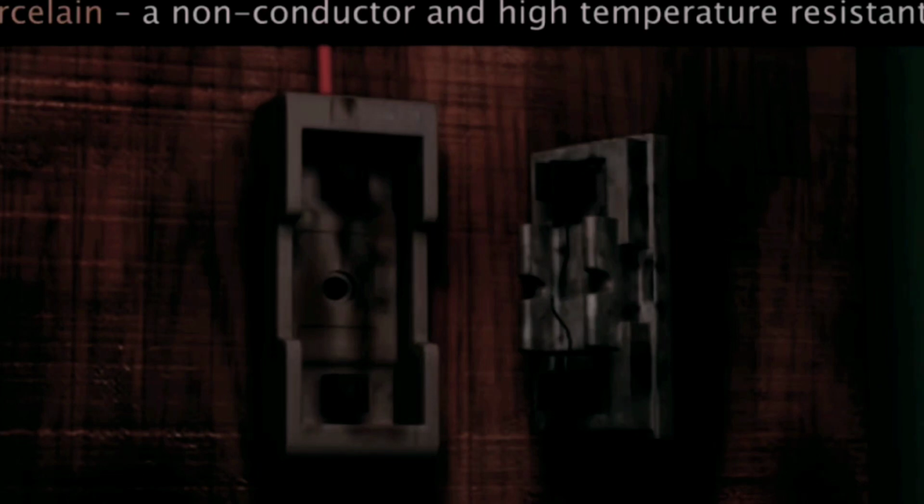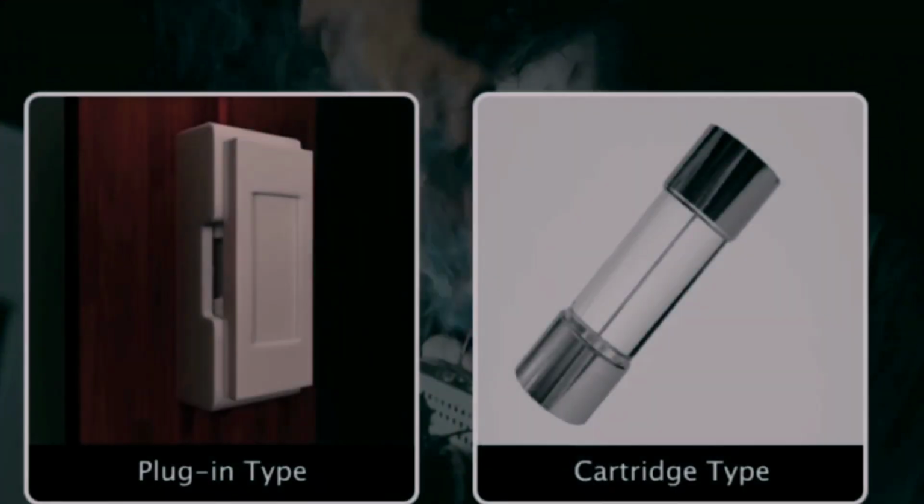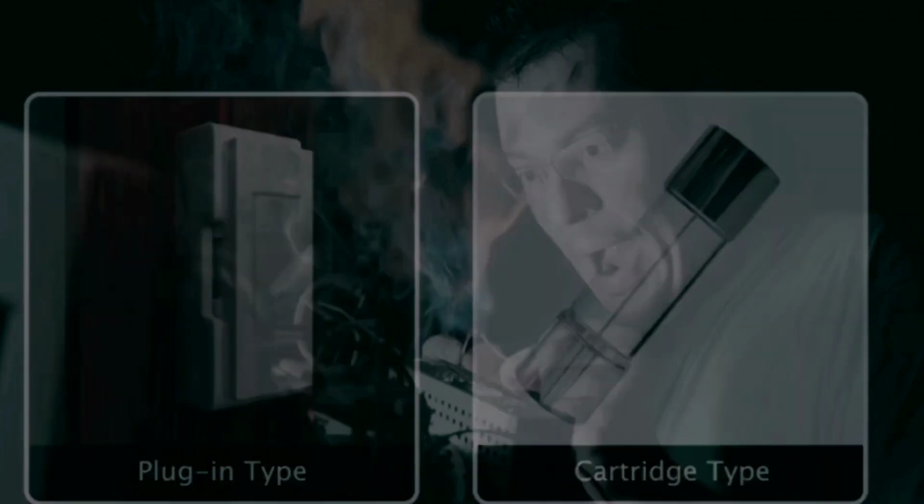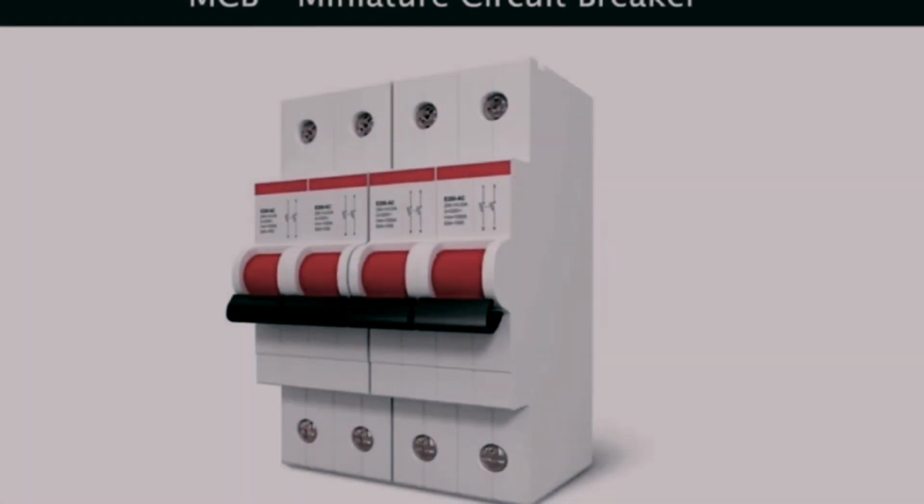Why should we use porcelain casing? Because porcelain is a non-conductor and withstands high temperatures. There are two types of fuse available. They are the plug-in type and the cartridge type. There is a third type of fuse called MCB, Miniature Circuit Breaker. It breaks the circuit in the event of overload and short circuits.